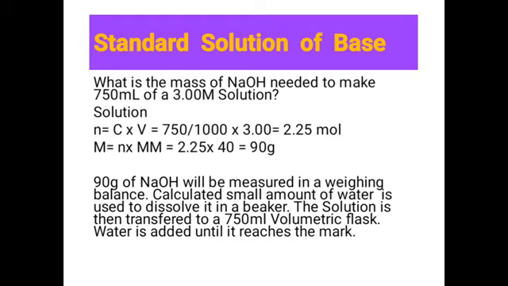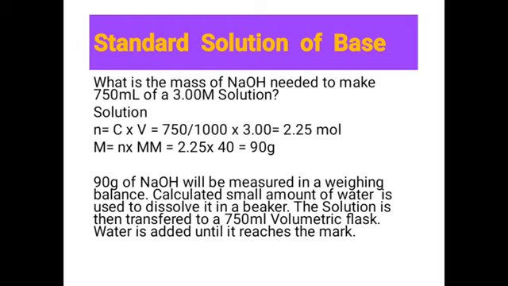So the concentration there is 3. That's 3 times 0.75, and it will give us 2.25 mole. Then you convert the mole to mass by multiplying the mole by the molar mass, and the molar mass of NaOH is 40. That's 23 plus 16 plus 1. So 2.25 multiplied by 40 will give us 90.